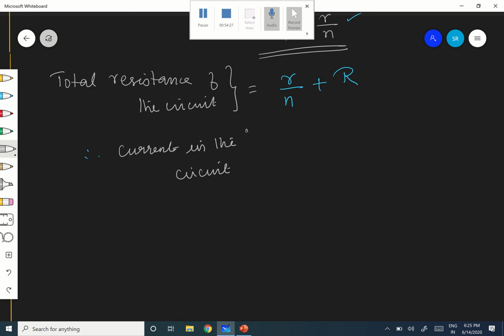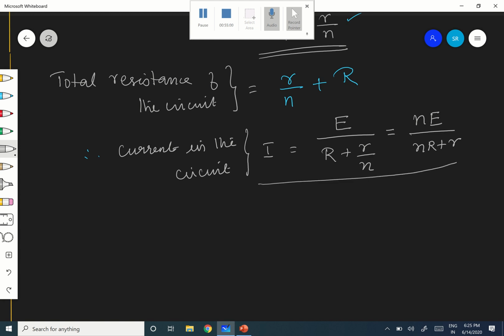Current in the circuit is given by I equal to total EMF divided by total resistance. What is total EMF? It is nothing but E divided by total resistance. What is the total resistance? R plus R by N, correct? Therefore, that is nothing but NE divided by NR plus R. Just take the LCM, that's all. So this is the total current in the circuit.